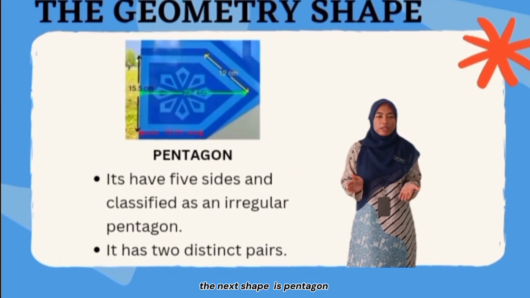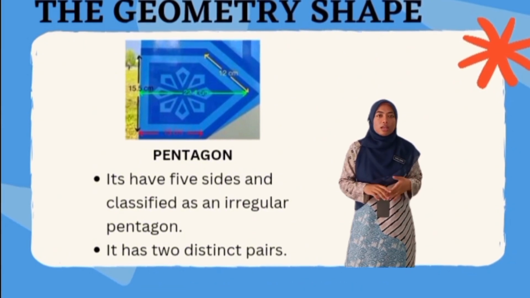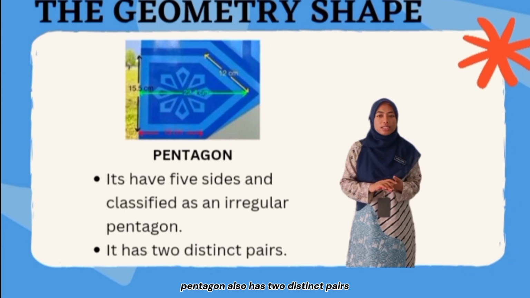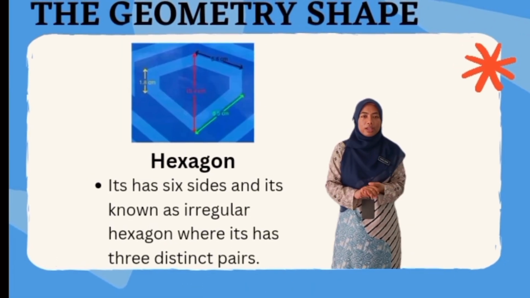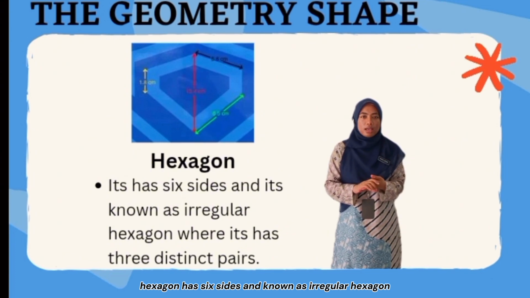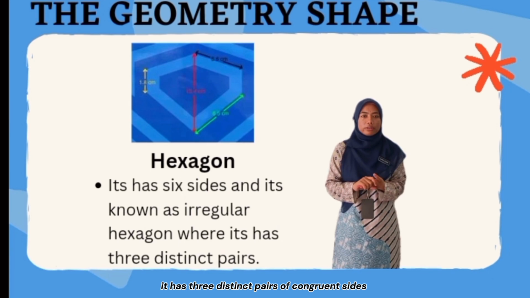The next shape is pentagon. It has 5 sides and is known as an irregular pentagon. A pentagon also has 2 distinct pairs of congruent sides. The next shape is hexagon. Hexagon has 6 sides and is known as an irregular hexagon. It has 3 distinct pairs of congruent sides.